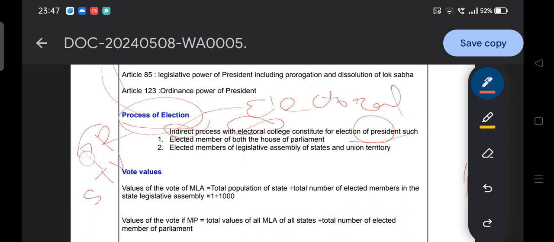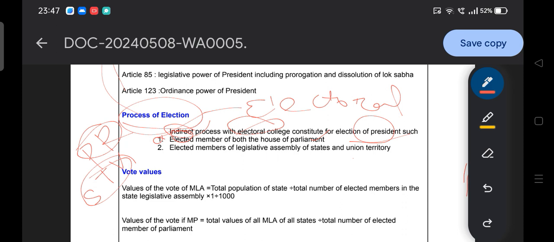Okay, so PR, proportional representation by means of single transferable vote, is used in the election of the president. Do remember that. Option 1 talks about elected members of both houses of Parliament, that means Rajya Sabha as well as Lok Sabha, who participate in the election of the president. If they ask who participates, it is the elected members, so the keyword is elected.